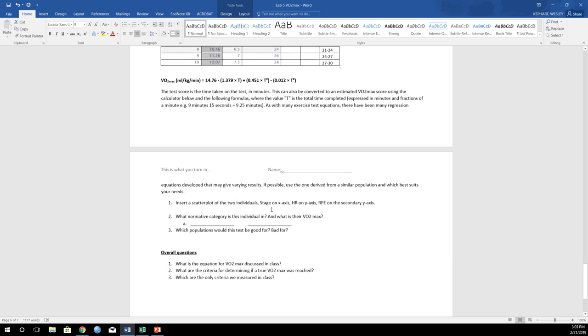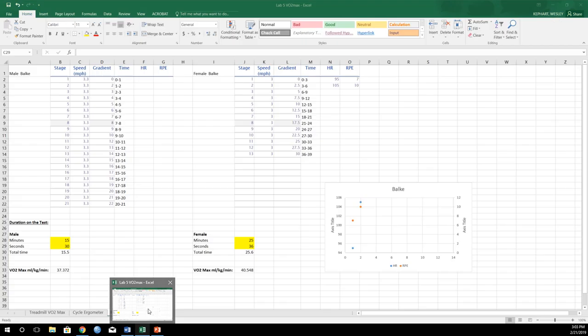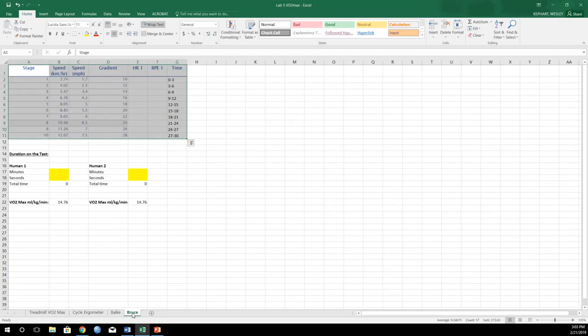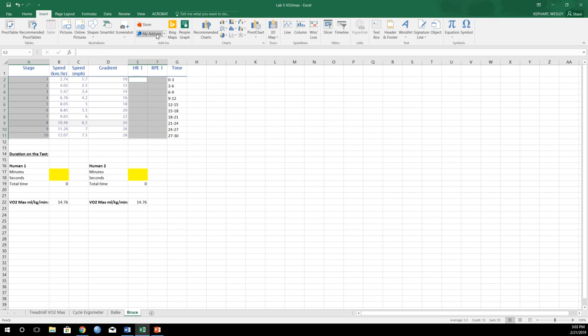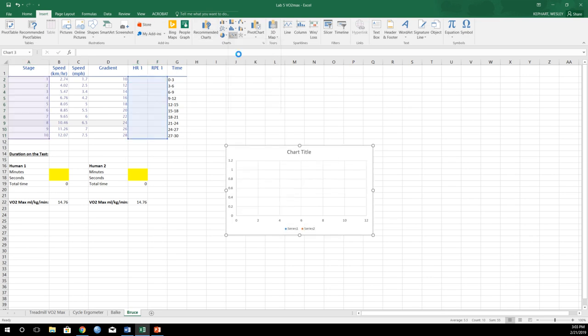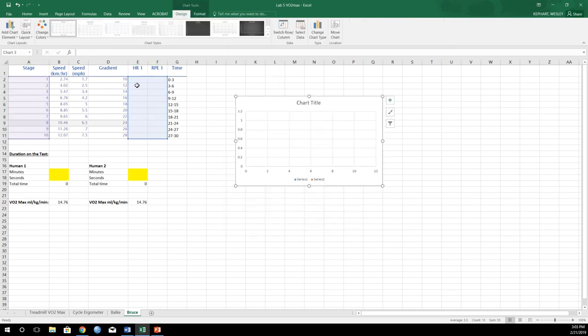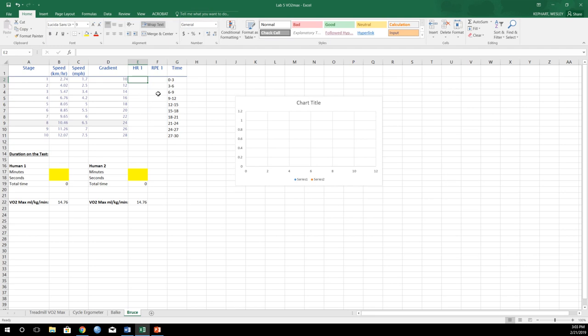So down here, insert a scatter plot, stage on the x-axis, heart rate and RPE on the y-axis. So how that's going to look, let's go back to our Excel file. Bruce, like Bruce Wayne. Good, okay, there. Highlight that, highlight these, insert scatter plot. We have that, and then we can just start putting numbers in, and then it should graph it for you.